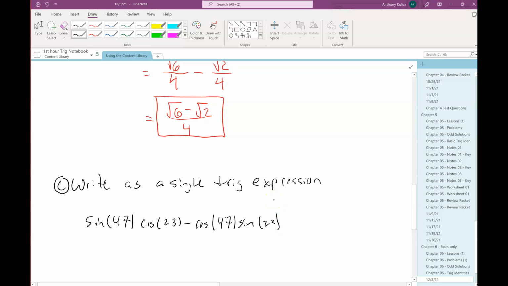Okay, so let's say that we're given the expression sine 47 times cosine 23 minus cosine 47 times sine 23. And we're asked to write this as a single trig expression. So what I need to do is look at this as sine x times cosine y minus cosine x times sine y, and go look at my identity sheet and see if this is the angle sum or difference formula for sine, cosine, tangent, etc.